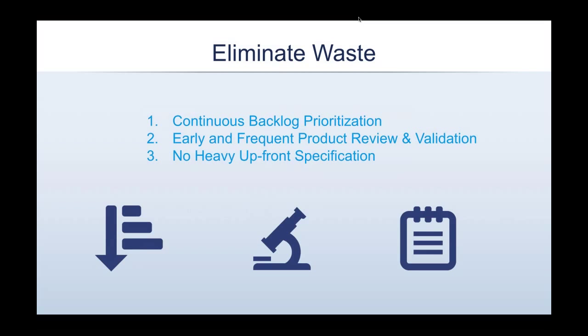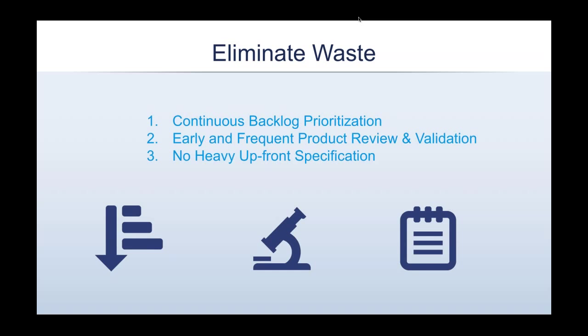Of course, your plans are changing constantly, but changing a plan is always easier than changing what has already been done. The continuous backlog prioritization ensures that each sprint you focus your effort on what is most important. Early but also frequent product reviews help you gather early feedback that results in adjusted user stories in the backlog. And, of course, you do not need to spend time on heavy upfront specifications.